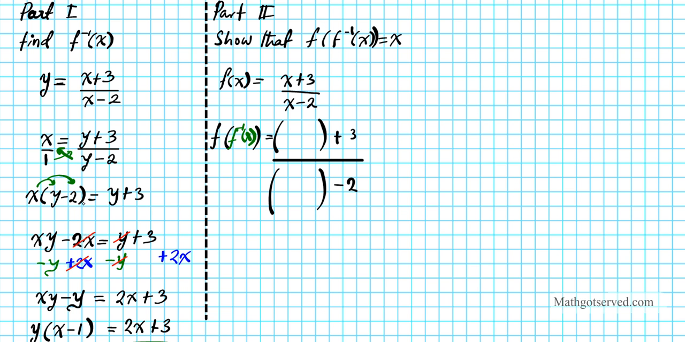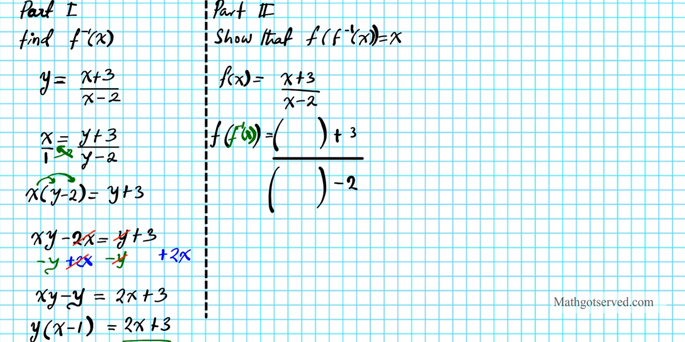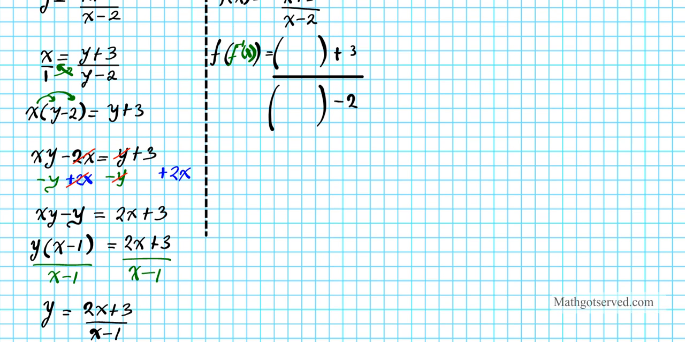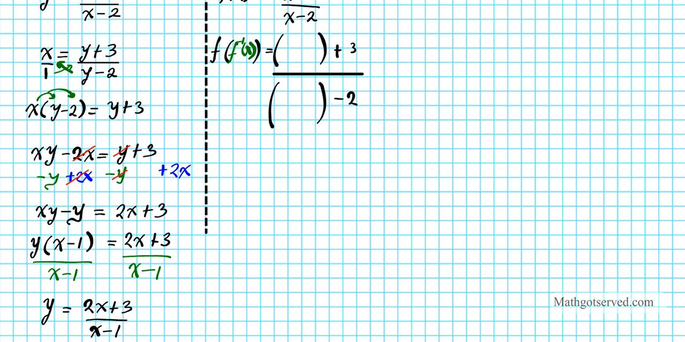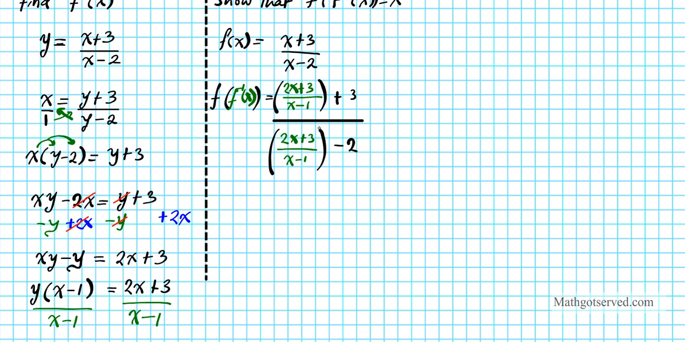The value of the input function is the answer we got earlier, 2x plus 3 over x minus 1. Let's put that in there. So we have 2x plus 3 over x minus 1, and then downstairs, the same thing, 2x plus 3 over x minus 1. The goal now is, can I show that this whole expression simplifies into x? That's the task. So what I'm going to do, let's rewrite it.